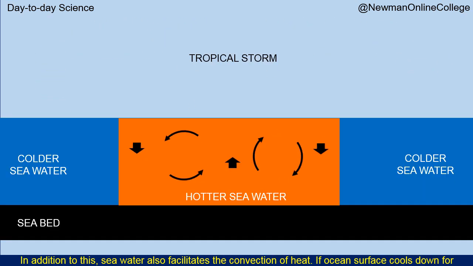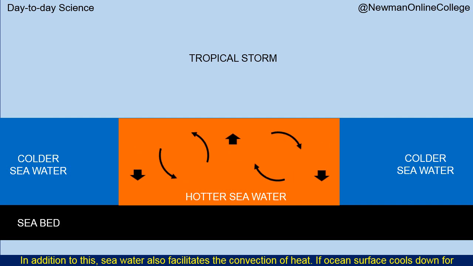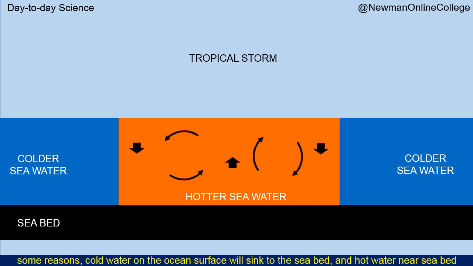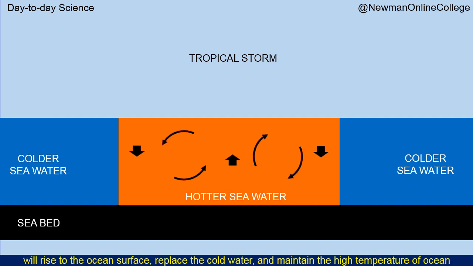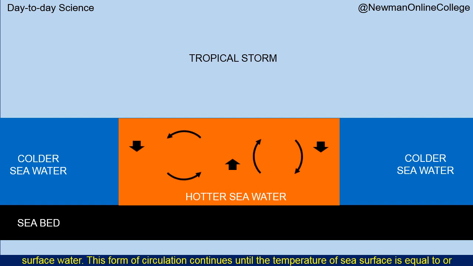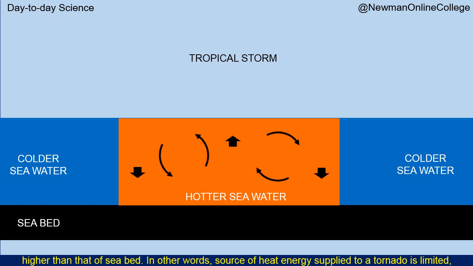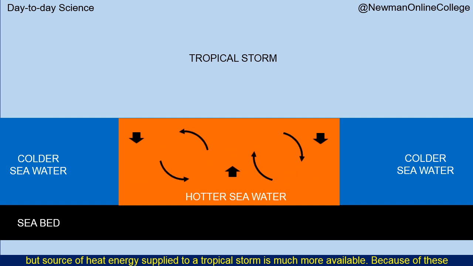In addition to this, seawater also facilitates the convection of heat. If the ocean surface cools down for some reason, cold water on the ocean surface will sink to the seabed, and hot water near the seabed will rise to the ocean surface, replace the cold water, and maintain the high temperature of the ocean surface water. This form of circulation continues until the temperature of the sea surface is equal to or higher than that of the seabed. In other words, the source of heat energy supplied to a tornado is limited, but the source of heat energy supplied to a tropical storm is much more available.